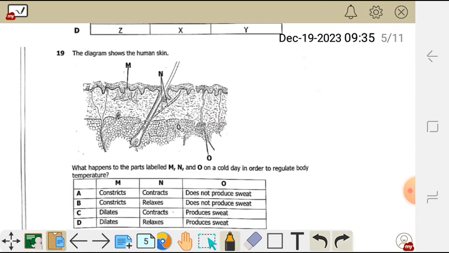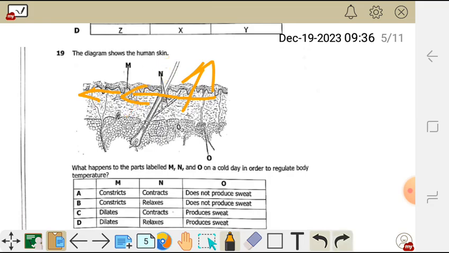Okay, so on a cold day, what is going to happen? On a cold day, our body would want to regulate body temperature. We want to preserve the heat which is produced by our body because it is cold, to maintain the temperature. So what will happen is that the blood vessels beneath the skin are going to constrict, reducing the blood flow to the skin. Why? Because if more blood flows to the skin on a cold day, we are going to have heat loss. We are going to lose that heat, and the temperature is going to be reduced, which is bad for our bodies.